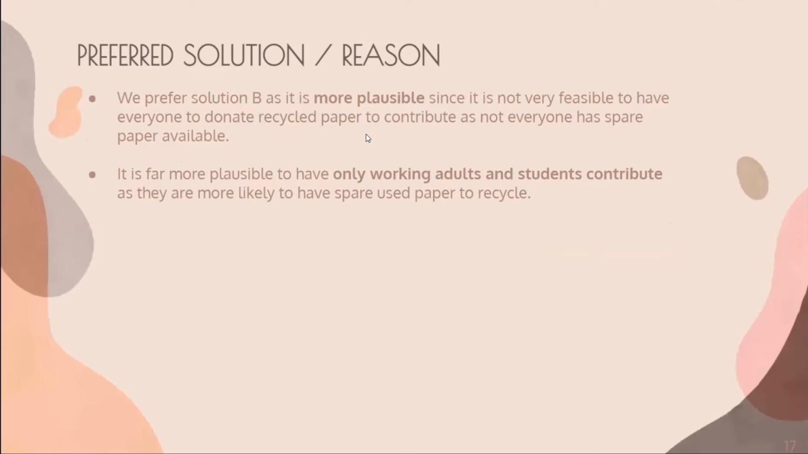We prefer solution B as it is more plausible, since it is not practical for us to have every individual recycle a certain amount for us to meet our requirement. It is way more plausible to have only working adults and students contribute, as they are more aware of what recycling is and how to do it, unlike other age groups like toddlers. Next.